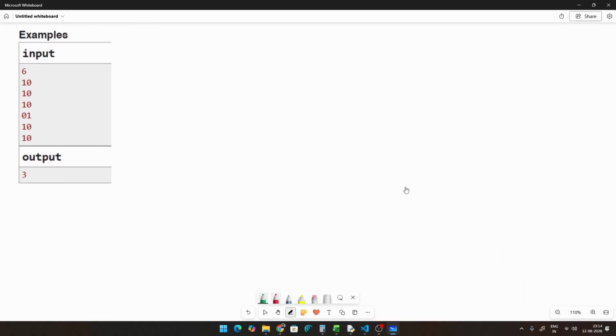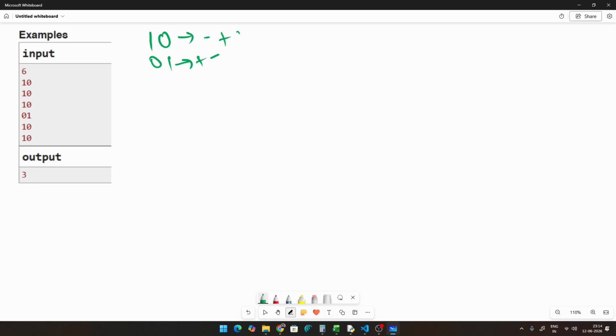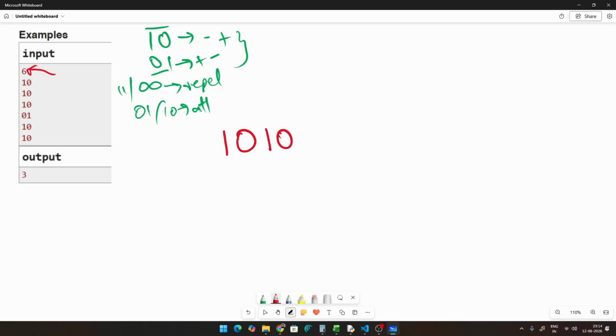Something to keep in mind that the problem tells you: 10 is going to be minus plus, and 01 is going to be plus minus. This is not really required. 01 is enough because again, if it's 00, it repels. If it's 10 or 01, it attracts, right? Or 11. This is all we need to know. So there are 6 magnets here in case 1, and let's keep all of them horizontal. Okay, so 10, 10, 10, 01, 10, 10. And let's try to find out how many groups these magnets have.